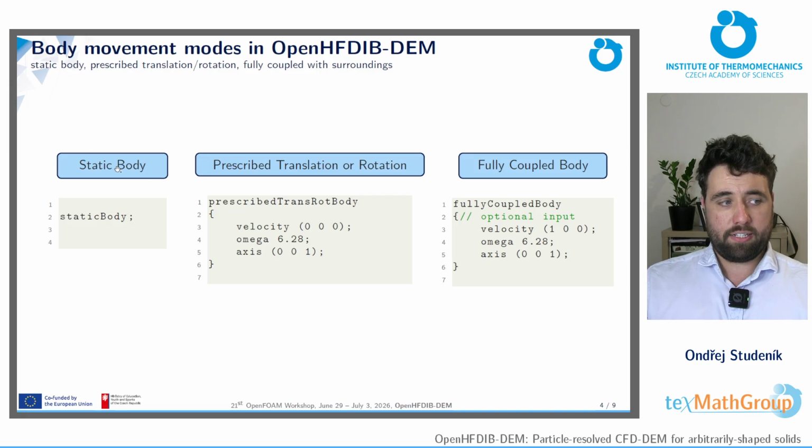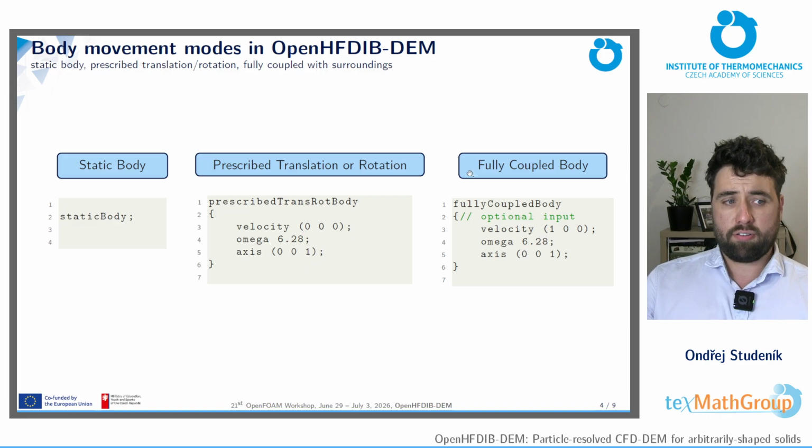The fundamental setting is static body. Simply add static body into the body dict, as you already saw in the previous video. Alternatively, you can prescribe translation or rotation or both using the prescribed transverse body entry, where you can define linear velocity or translational velocity, and angular velocity, which is defined by its magnitude and axis of rotation.